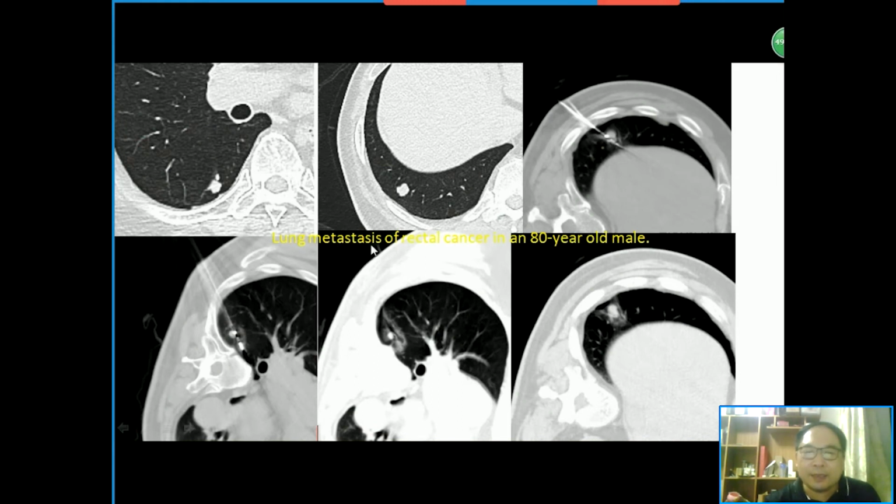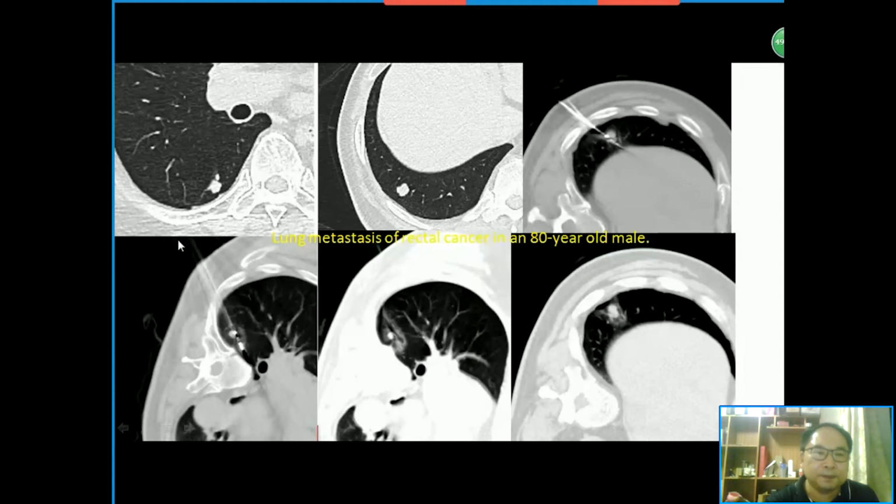So this is a lung metastasis of rectal carcinoma in an 80-year-old male. He had nearly 10 nodules in the lungs, and he didn't like chemotherapy because he is also a surgeon, and he rejected the idea of chemotherapy. We can see the lesion close to the oblique fissure, in the right lower lung.